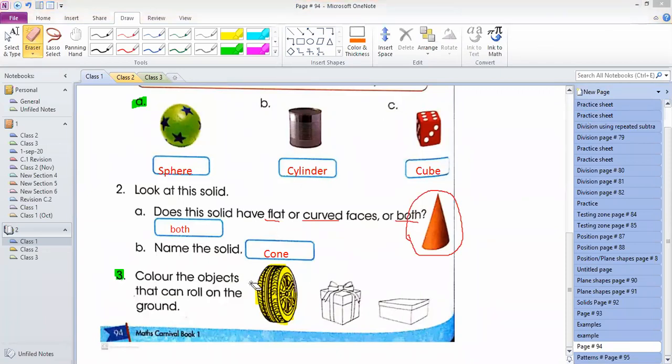Complete it, guys. Color the tire because it can roll on the ground. Finished coloring?